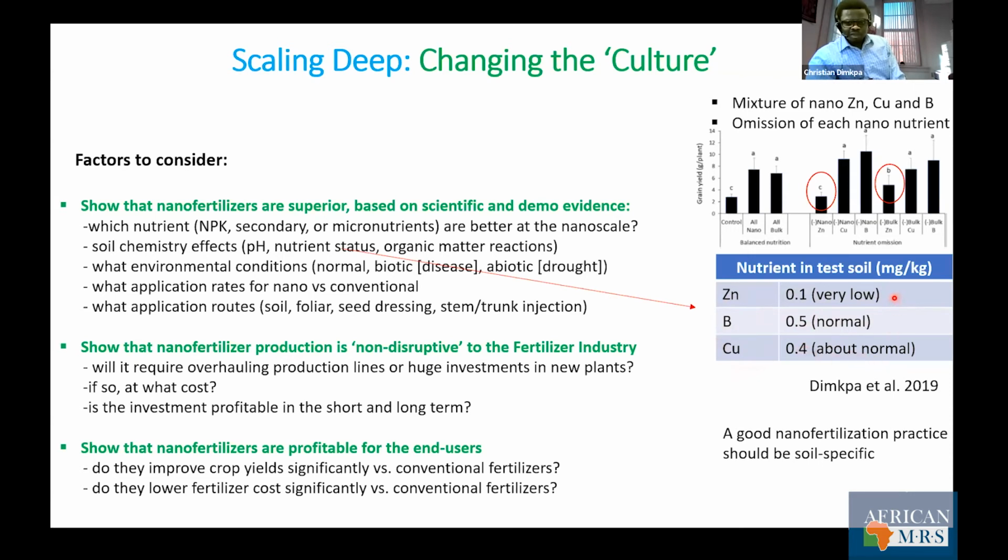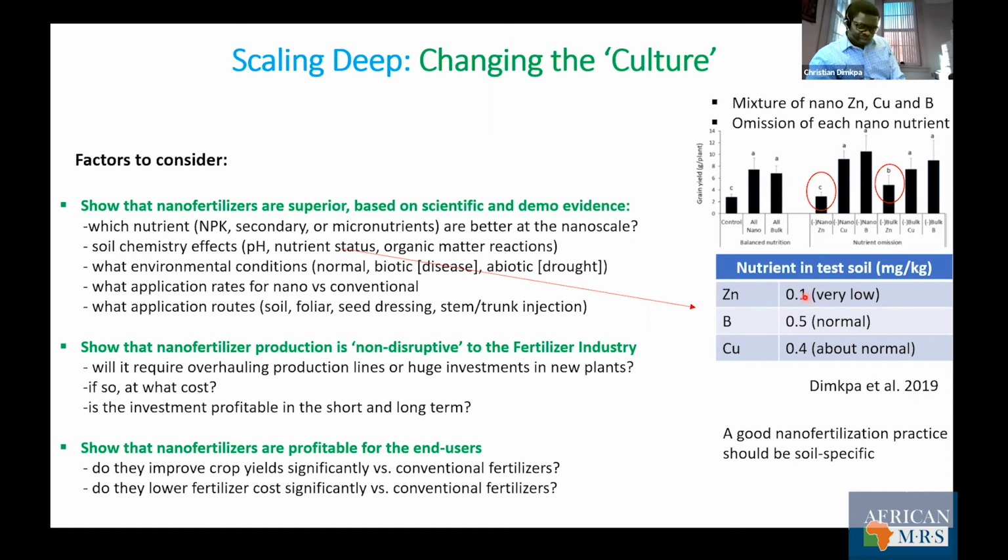Now, you grow your plant in this soil. You put your zinc, boron, and copper nanoparticles. Again, I showed you this before. This is what you get. You get a response with zinc, both as nano and as bulk. And the reason is because the zinc here is very low. Assuming this zinc is not low, and you add the zinc, you get results like this where you have no effect of your fertilizer in the system.